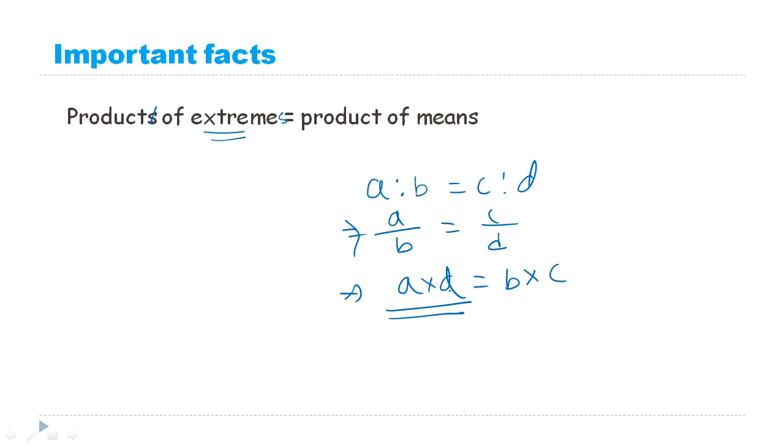So A and D were extremes, so the product of extremes is equal to the product of means. B and C were means. So the product of extremes is equal to the product of means. Then only these four given terms will be in proportion.